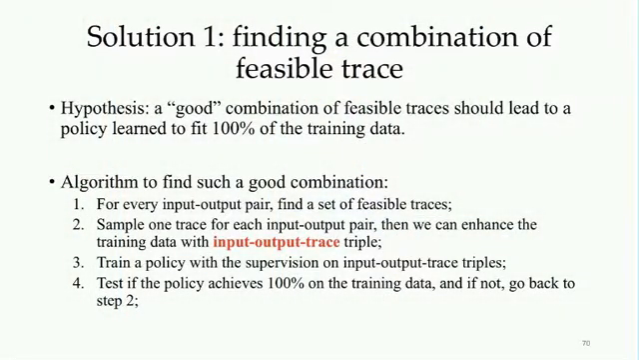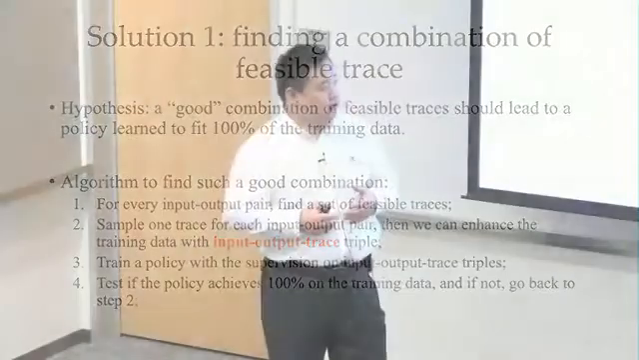The approach that we take, the high-level idea, is that for every input-output example, we have a set of feasible traces. Then we just want to get a combination of these traces. For example, for every input-output pair, we want to get one trace. For a collection of 6 different input-output pairs, we get 6 traces. Then we want to find the correct combination so that one policy can achieve 100% training accuracy on all this training data.